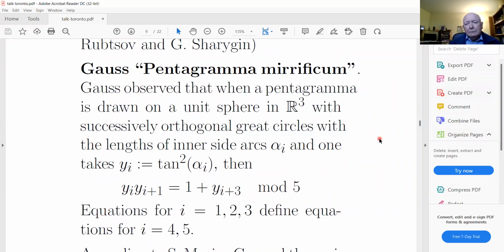So Gauss observed that when you have a pentagramma on the unit sphere in R3, which is defined by successively orthogonal great circles, and the length of the inner side of these circles is alpha i, and if you introduce variables yi as the tangent squared of alpha i, then you have 5 relations like this. And also Gauss noticed that the equations for i equals 1, 2, 3 define 4 other relations.